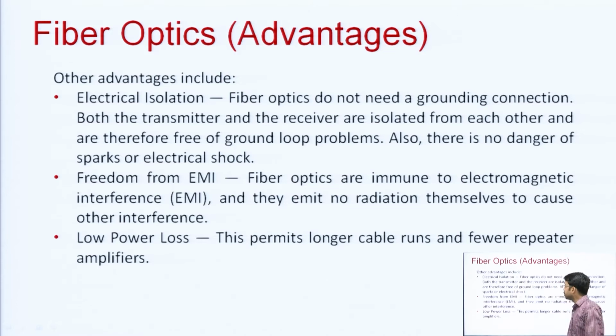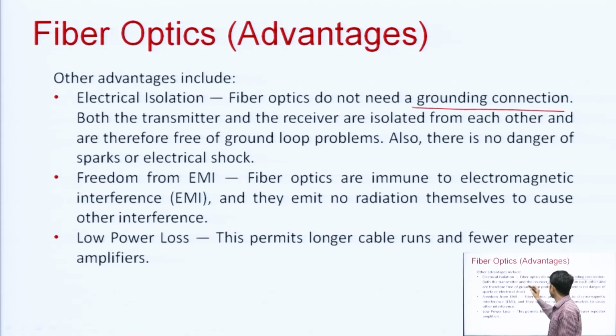What are the other advantages? Another advantage is electrical isolation. Fiber optics do not need a grounding connection. For electrical conductors we have to ground them, but optical fibers do not need a grounding connection. So, only one fiber can be used to send a signal, but with electrical conductors we also have to connect a grounding conductor. So, two wires have to be connected even for one signal.